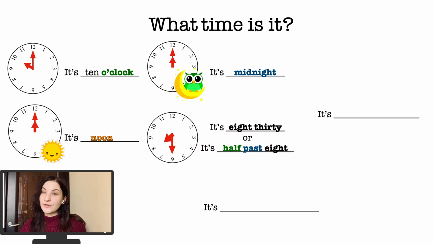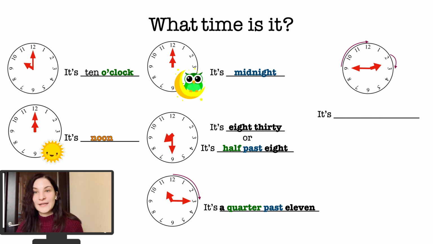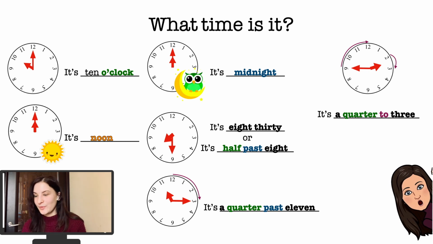Here you will see 2 different clocks, and your task will be to say if it's a quarter past or a quarter to. Look at clock number 1. Our minute hand is on the right. The right side is called past, so it's a quarter past 11, 11:15. Good job. Look at the second clock. Our minute hand is on the left. The left side is called to. It's a quarter to 3, 2:45. Wow, amazing job.